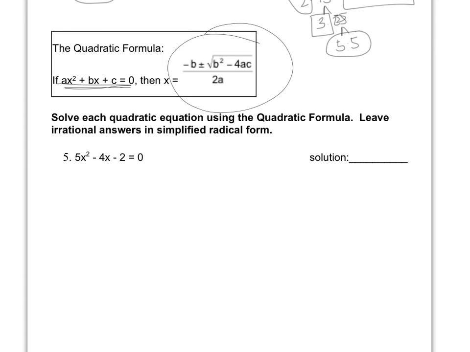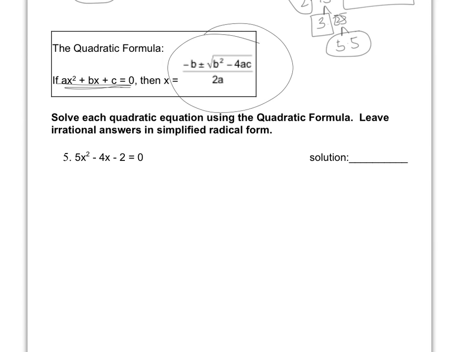Okay, here's your standard form that we had talked about when we were looking at factoring. So you will find a, b, and c first, and then you can plug into your formula to solve your quadratic equation. It says solve each quadratic equation using the quadratic formula, leaving irrational answers in simplified radical form, which means we don't want our answers in decimal. We're going to leave it as a radical, so a square root in our answer.